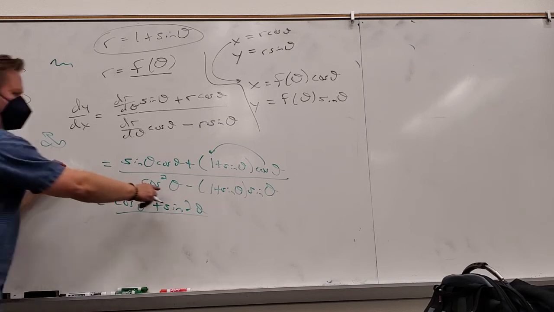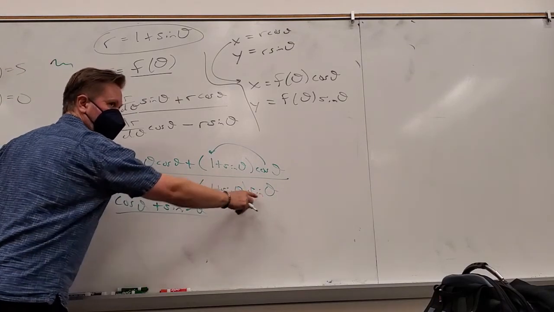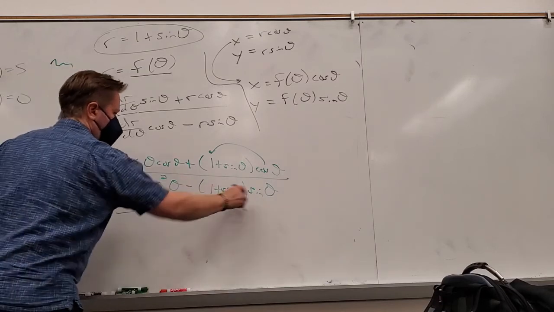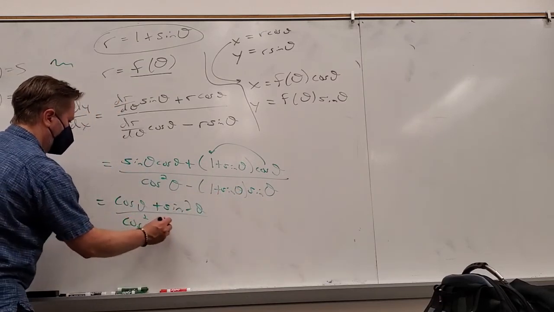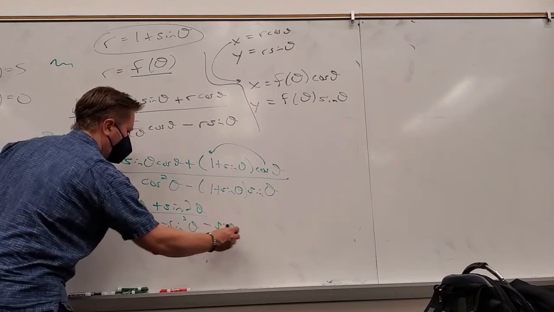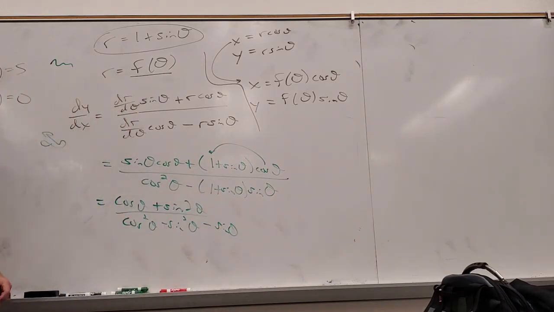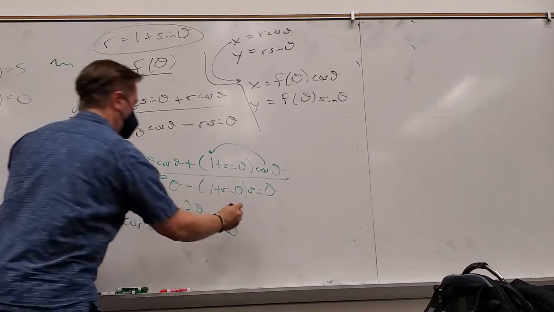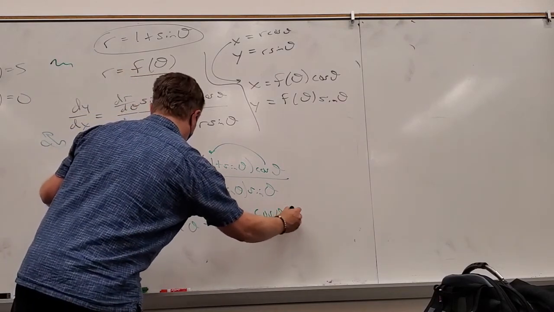So down here I get cosine squared minus sine squared, yes? Which is minus sine theta. And of course cosine squared minus sine squared is cosine 2 theta. Wait, it's still going?